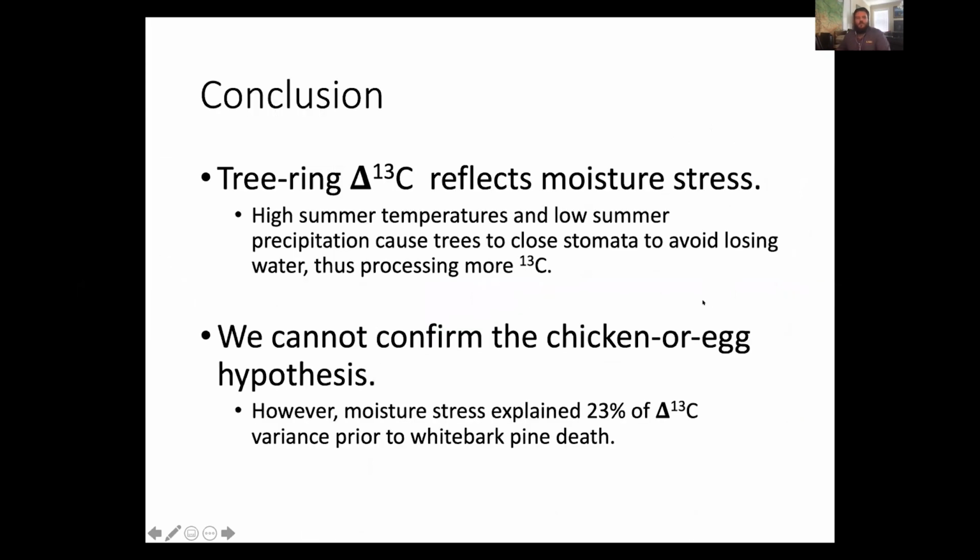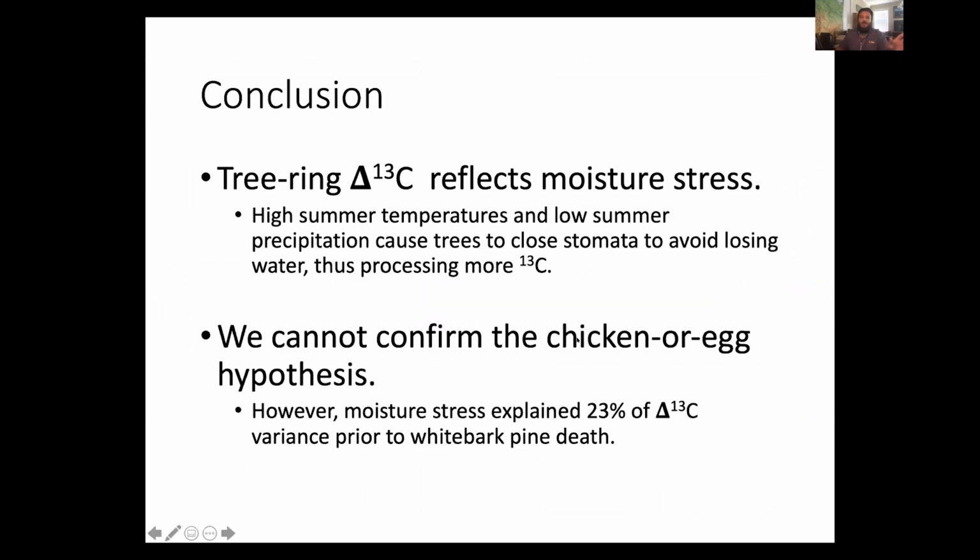So just some overarching conclusions. Tree ring delta 13C, this carbon isotope work that we did, does reflect moisture stress. High summer temperatures with low precipitation, hot, dry summers, cause those trees to close their stomata, thus processing more of that heavier isotope.